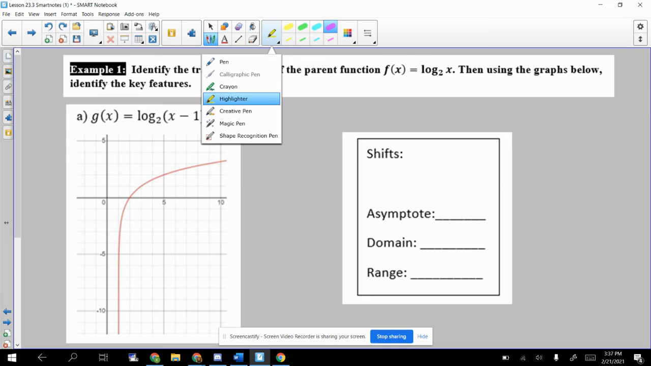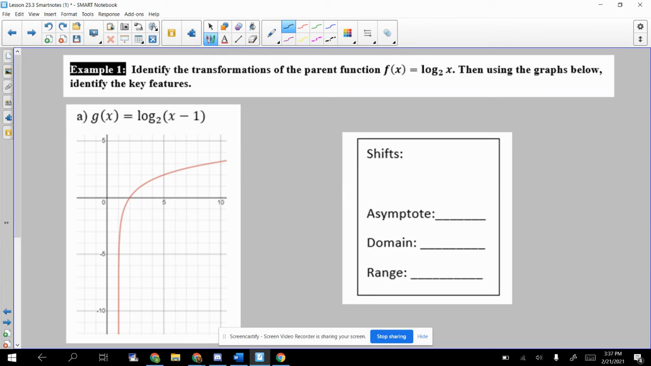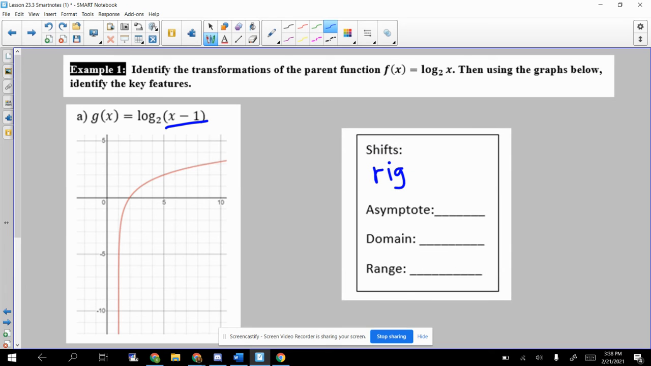Okay, so the first thing you're going to do here is you have a logarithm, and you are going to state what the transformations are. So in this one, we have log base 2 of x minus 1. So the only thing we can say here is that x minus 1 moves it to the right 1. That's also going to move your asymptote to the right 1. So instead of being at x equals 0, we now have an asymptote at x equals 1.